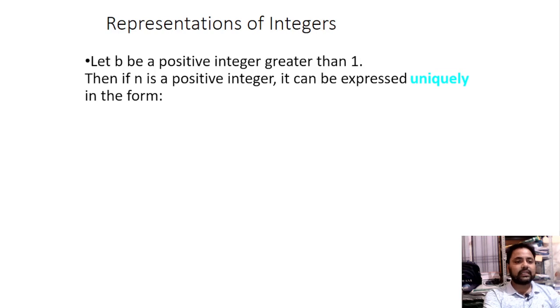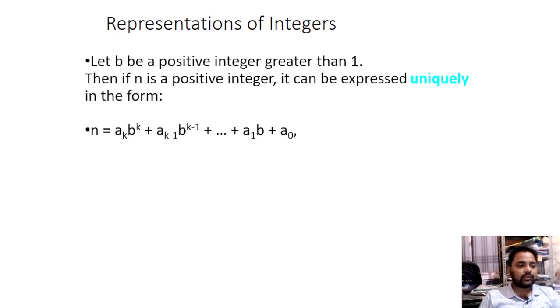Positive integer, it can be expressed uniquely in the form n = a_k b^k + a_(k-1) b^(k-1) + ... + a_1 b + a_0. Actually, this is a very important representation of numbers. You can see here, if n is a positive integer, then it can be expressed uniquely in the form, and here b is a positive integer greater than 1.